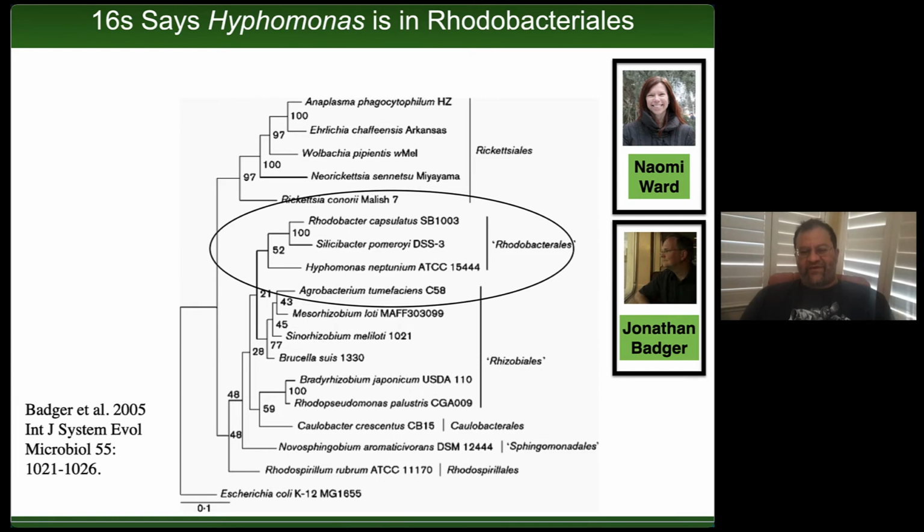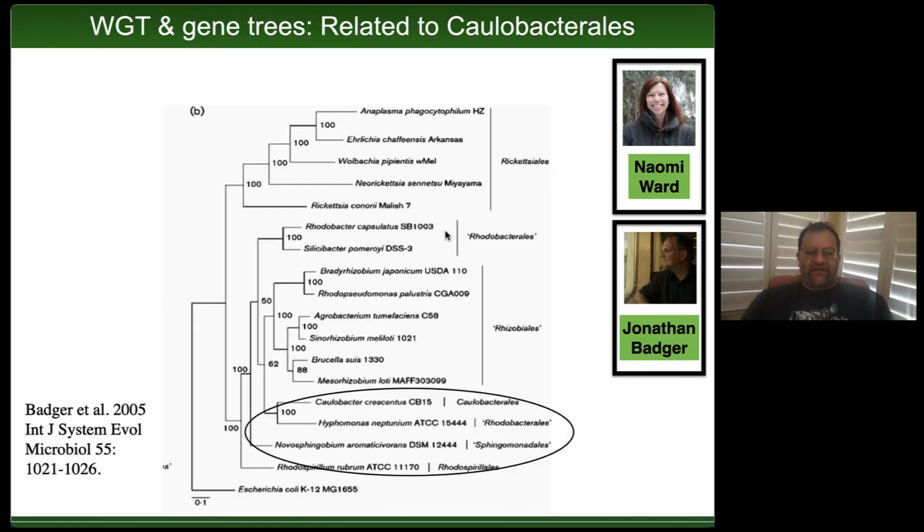This is one that came from work done by Naomi Ward and Jonathan Badger that I collaborated with. Naomi and Jonathan were analyzing the genome of Hyphomonas neptunium. In the ribosomal RNA tree of this organism and in its original classification, it was described as a member of the Rhodobacteriales group because phylogenetically it was a member of this group. When we analyzed the genome and built whole genome trees of Hyphomonas, it actually appears to be a sister to Caulobacter and in the Caulobacteriales group, not in the Rhodobacteriales group.